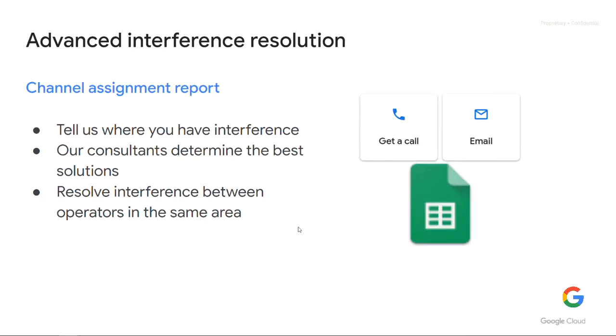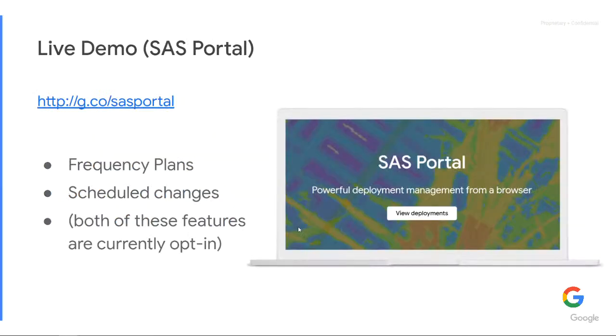So circling back to our new features, let's do a live demo. The URL for the SAS portal, if you don't know it already, is g.co/SAS portal. And you can go and click on that right now and log in if you've never done so. Very powerful way to manage your network. And we're going to go through the frequency plans and the schedule changes. And remember that you have to opt in. So if you're logging into your SAS portal, you're not going to see these features. You have to go to that URL, fill out, and be onboarded to the beta section, these tools.